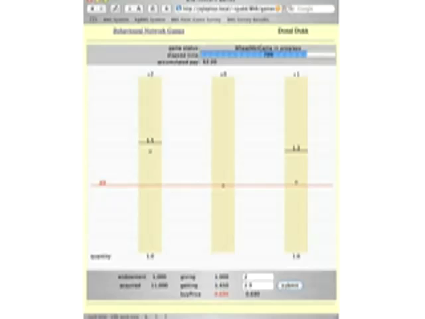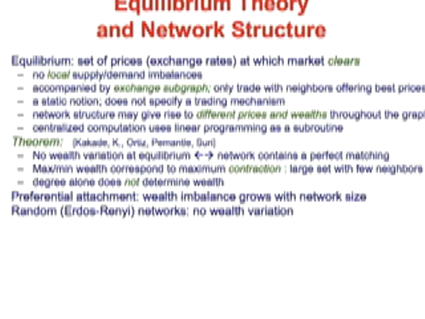Okay, so I'm going to quickly tell you about the very nice, simple equilibrium theory that has been worked out for this model and how it relates to network structure. First of all, this is an entire discipline unto itself, but let me quickly describe in English what I mean by an equilibrium in this model. An equilibrium is a set of prices or exchange rates for every individual in the graph at which the market clears, meaning that the trades can be executed that will cause all of the goods on one side to go to the other side and vice versa. Everybody will spend all of their initial endowment. So there are two conditions: the market should clear, and everybody should only be trading with neighbors offering the best price.